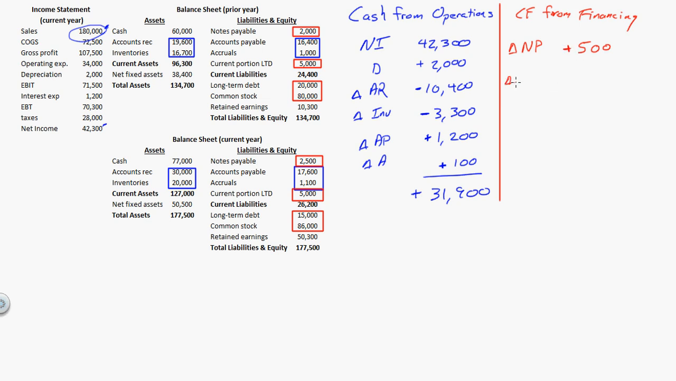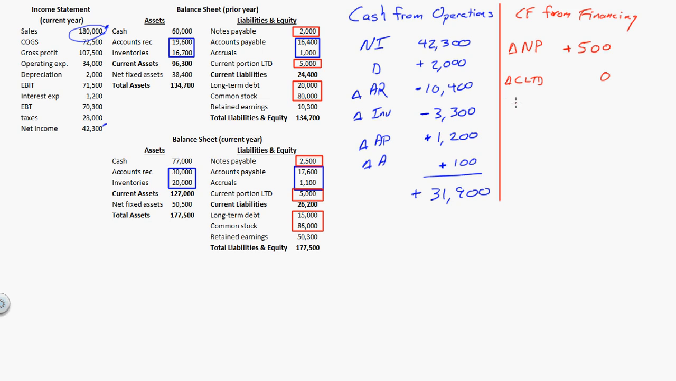Next I have the change in the current portion of the long-term debt. I put this in here just so you can see what's going on. What happens with the current portion of long-term debt? Remember, as long-term debt gets closer to being paid off, it becomes short-term. So last year I owed money in 2 years, and this year I owe money in 1 year, and it moves from long-term debt to current portion. Here it didn't change. 5,000, 5,000, so 0. If it had gone up, it would be positive. If it had gone down, it would be negative.